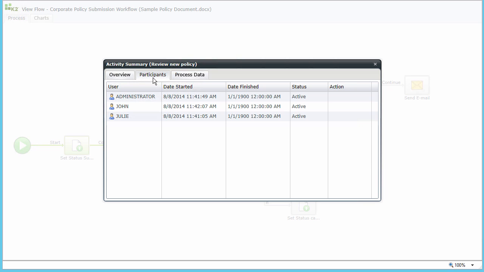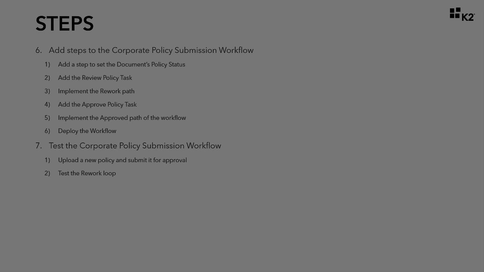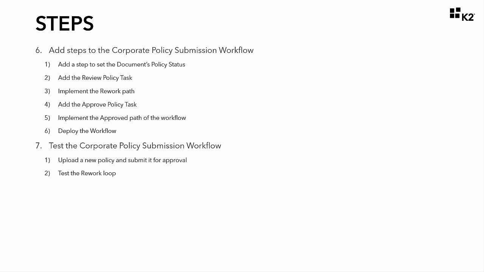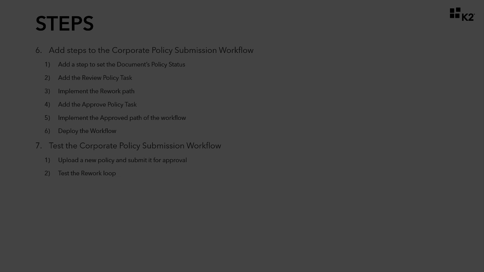That's all we need to do for step 7.1, so to quickly review, in this step we uploaded the new corporate policy, set its properties, and submitted the policy for approval. The first user task for this application is that the policy needs to be reviewed, so let's complete those tasks next. In step 7.2, we will test out the rework path of the corporate policy submission workflow.